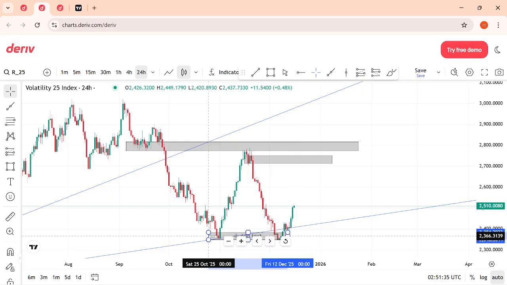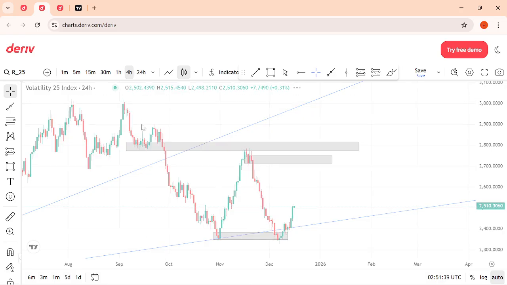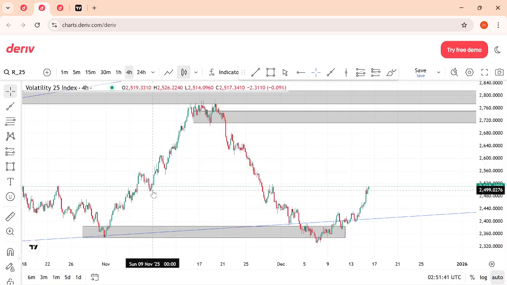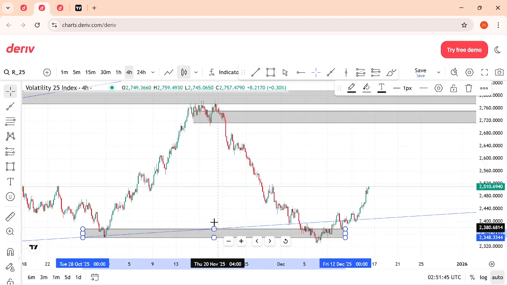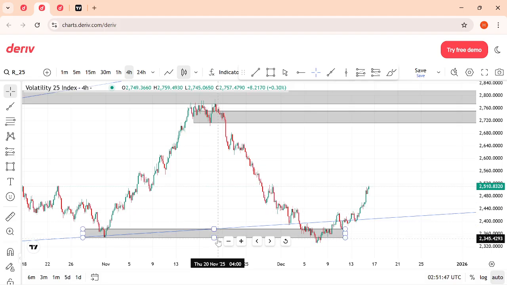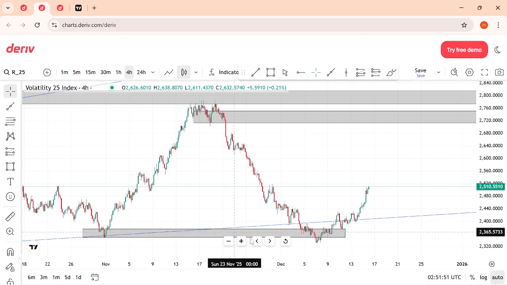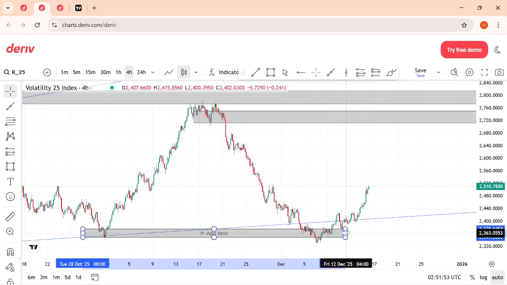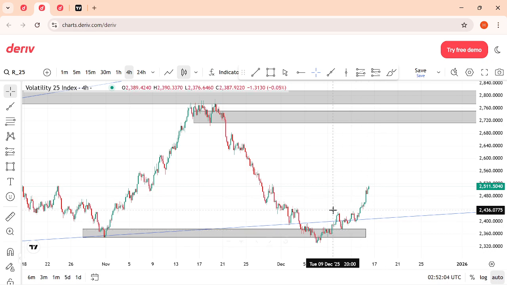Some persons will call it different things, so whichever you are able to understand it as is fine. So we drag it down to this point. Okay, this is fine. Now, after marking this other block, we had a push to the upside, and you can see price clearly came into this zone, respected it, and continued.